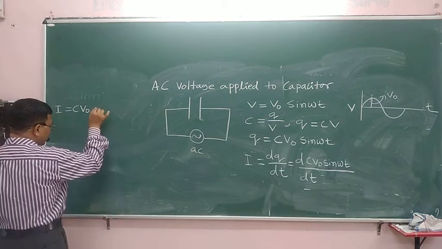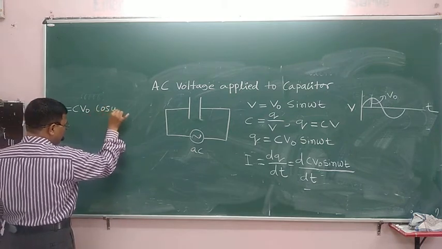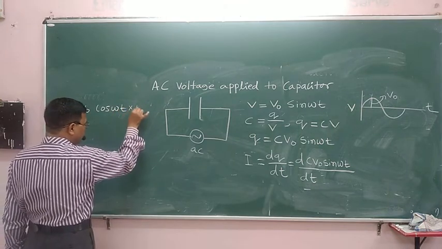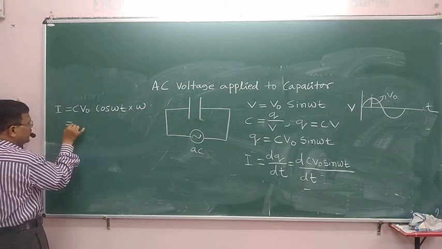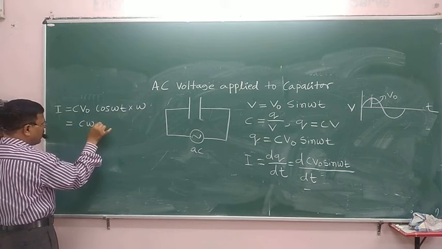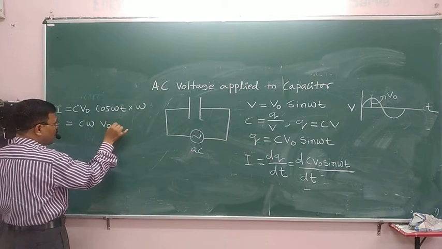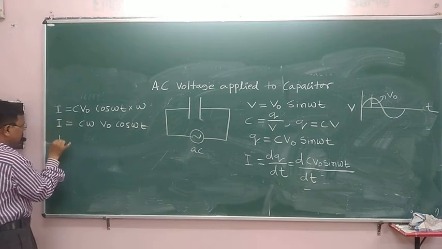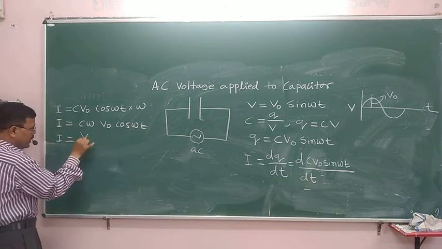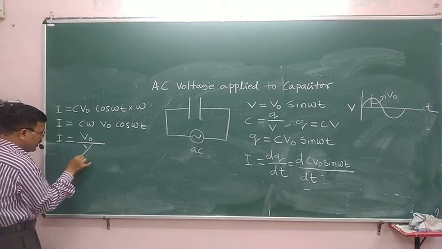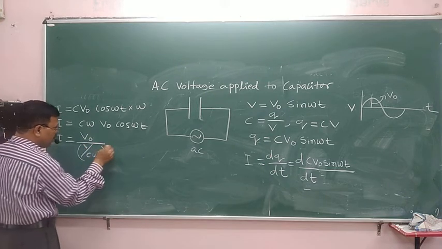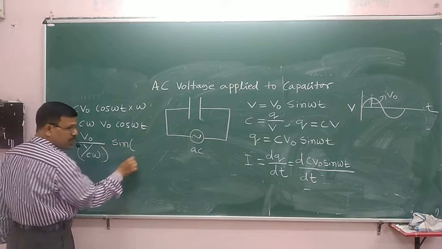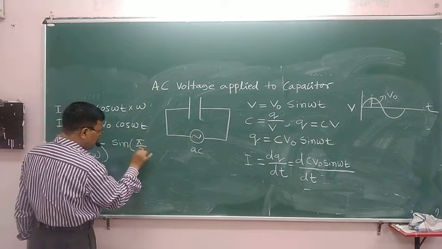When you differentiate this equation, we get C V0, that is constant, taken outside. Differentiation of sine theta is cos theta. Again, differentiation of this theta is omega. So what we get is I equal to C omega into V0 cos omega t. So I is equal to V0 divided by 1 by C omega into cos omega t. Cos omega t we can write as sine of 90 plus theta.